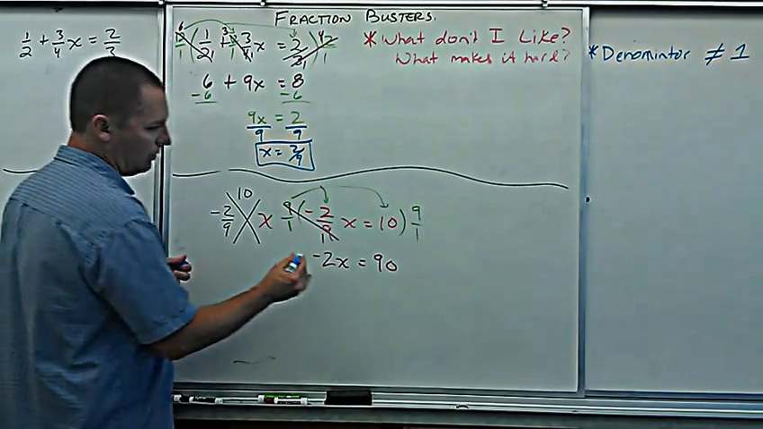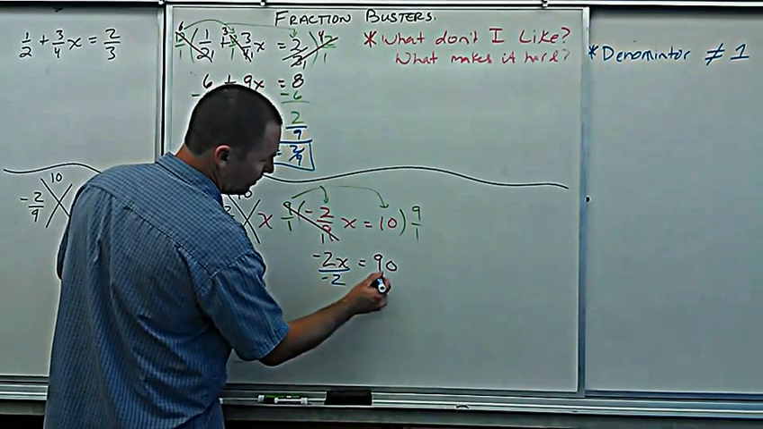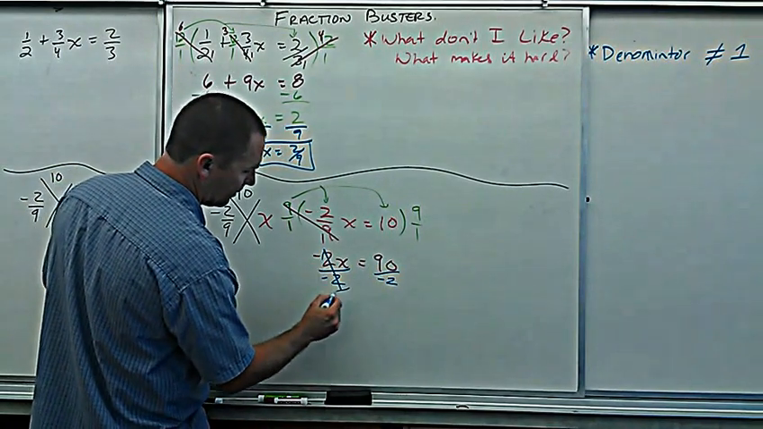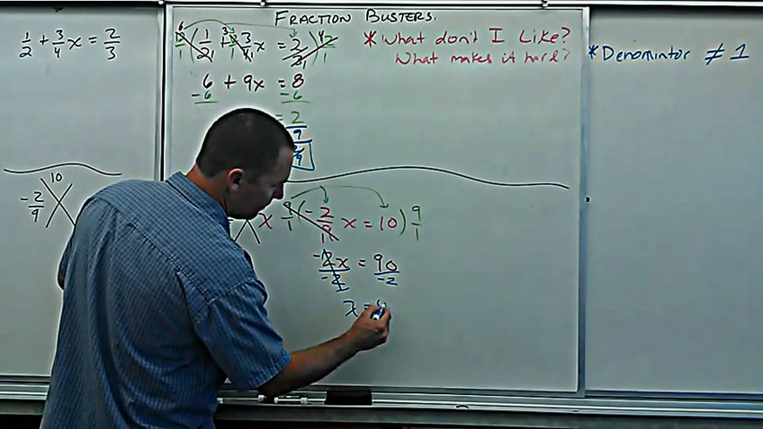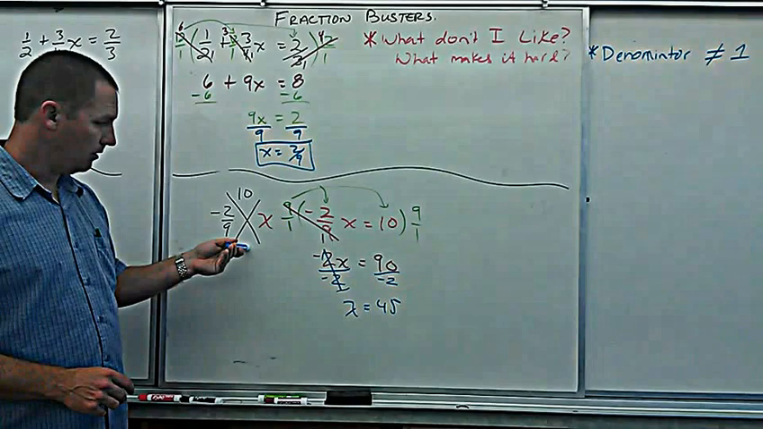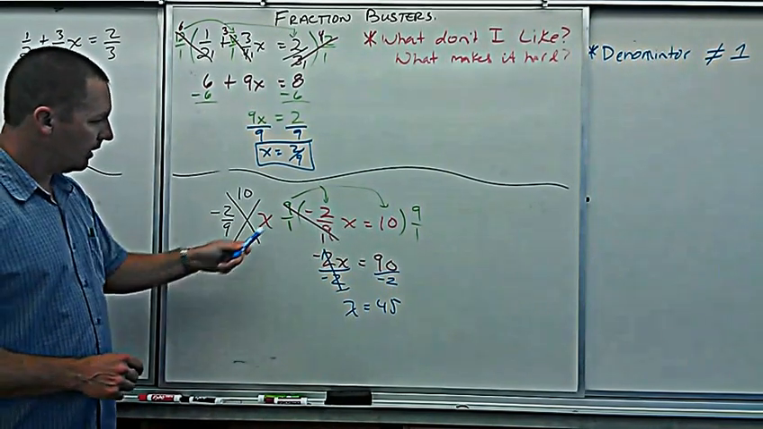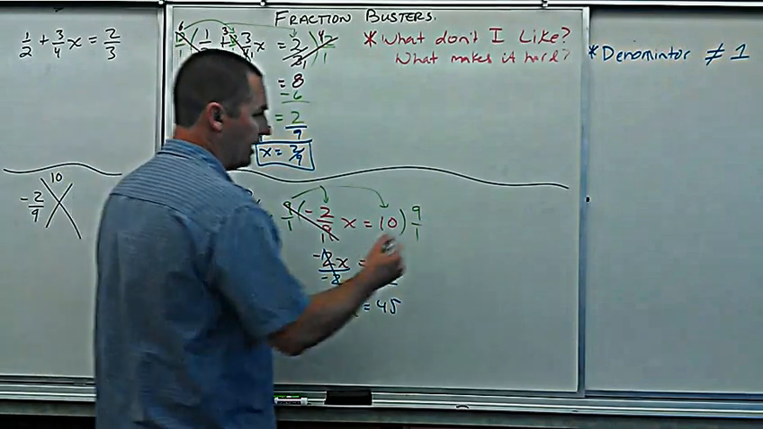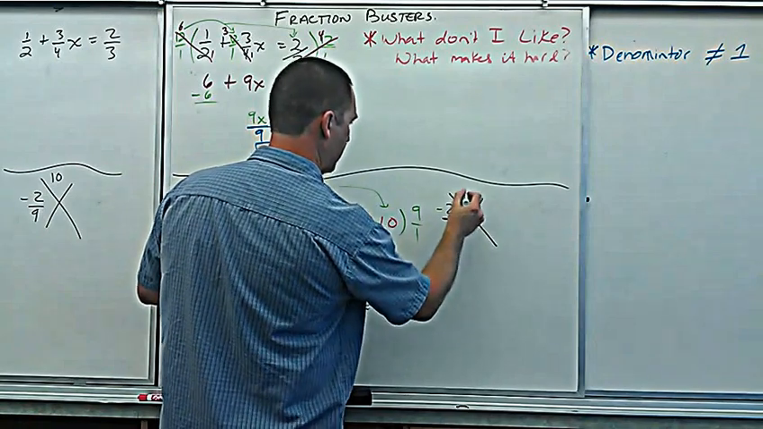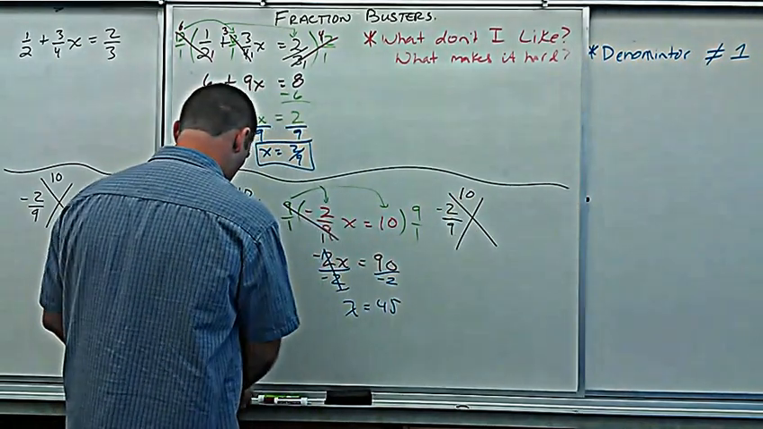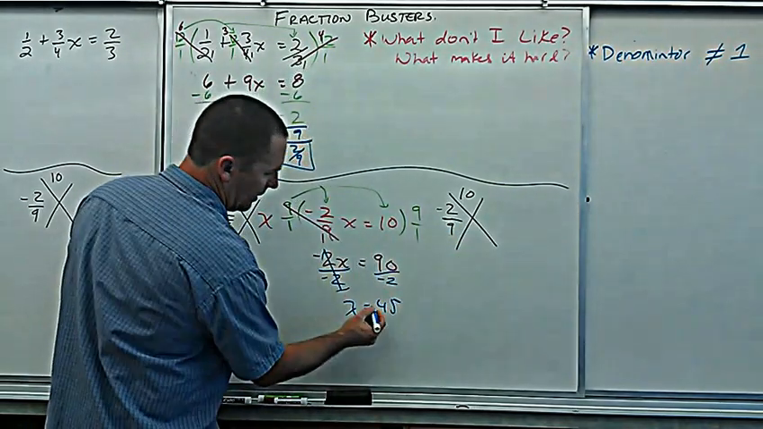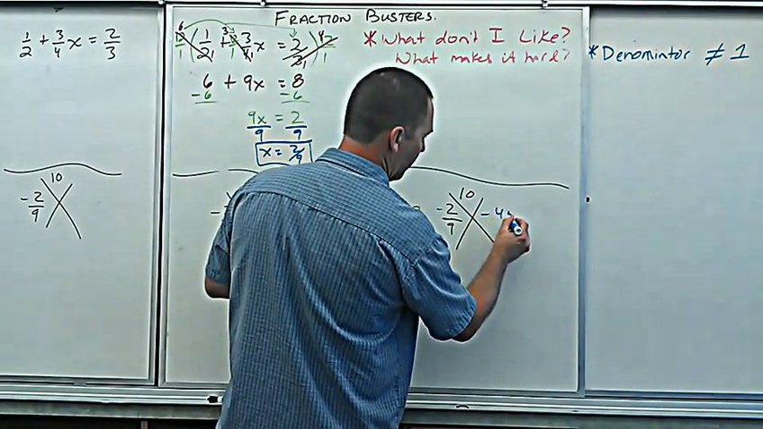And my last step for this one would be to divide by negative 2 and divide by negative 2. So then these simplify out, and I'm left with x equals 45. Okay, so x is equal to 45, but that's not this number. That's not this number here, so that's the side number. So now what I have then is I have negative 2 ninths and 10, and over here I have, excuse me, that would be negative 45, not 45. Negative 45.